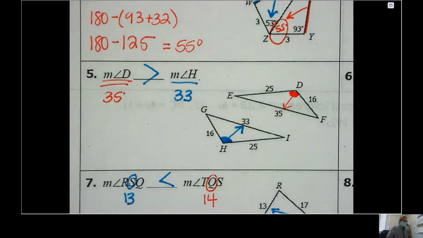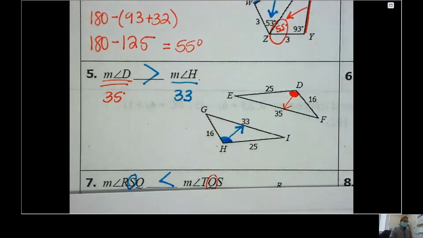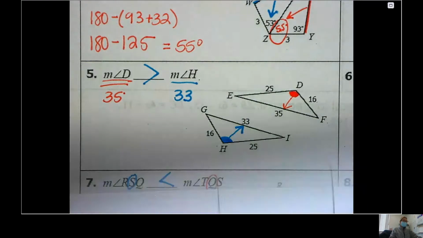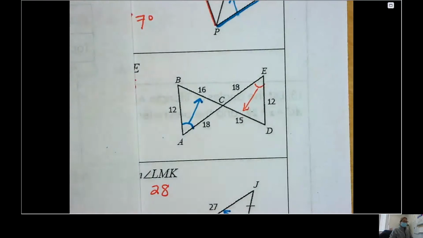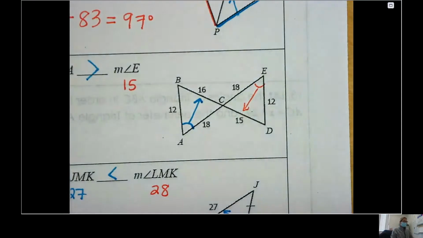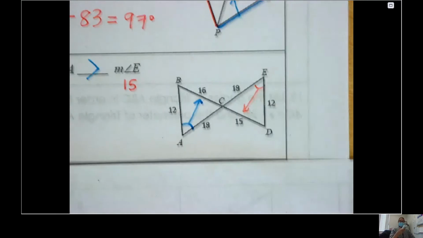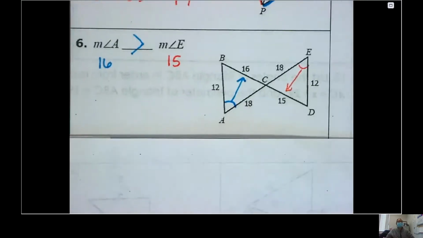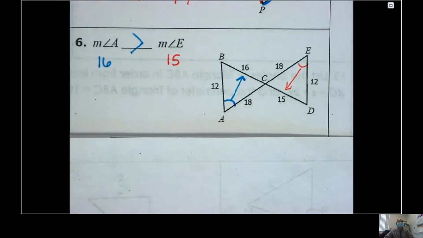All right. Number 6, is angle A greater than or less than angle E? What did you get for number 6? Greater than. Very good. So across from the A is the 16. Across from the E is 15. So it is greater than. Be very careful. You're looking at the right angle, okay? So you don't mess up. Because if you look at the wrong angle, you're going to get it wrong.